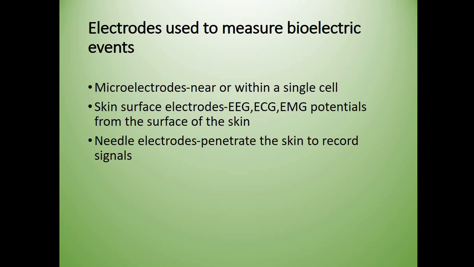The first one is the microelectrodes, where the acquisition can be from within a single cell. The second type of electrodes are the skin surface electrodes, which are basically used for EEG, ECG, EMG potentials from the surface of the skin. And the third type of electrodes are the needle electrodes, which are used to penetrate the skin to record the signal.